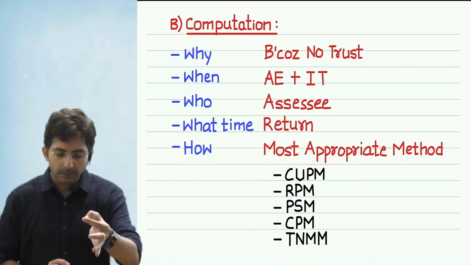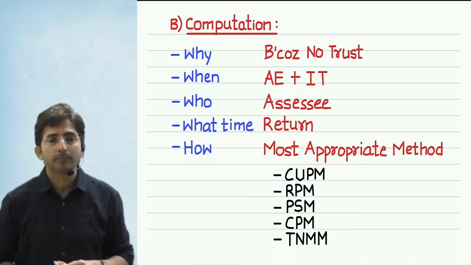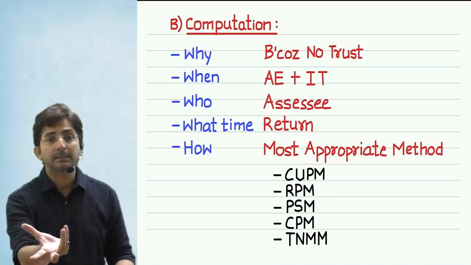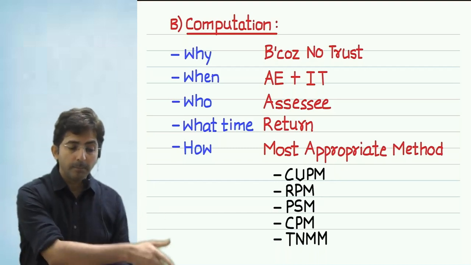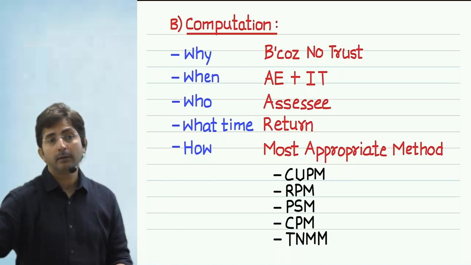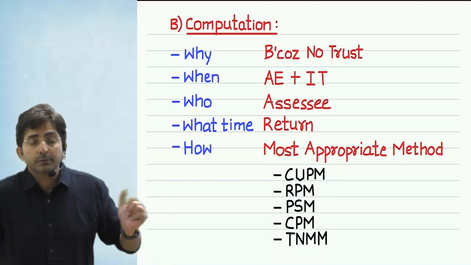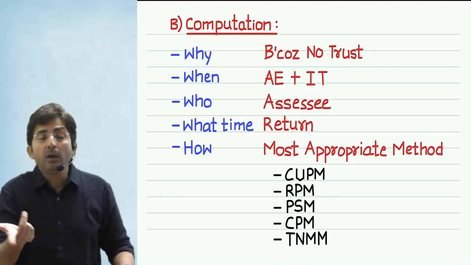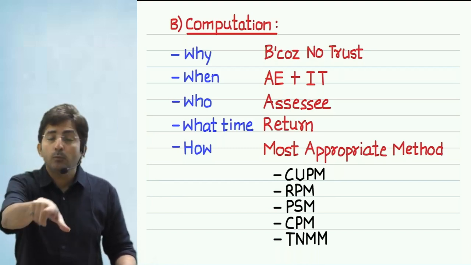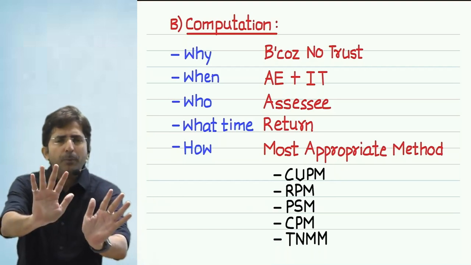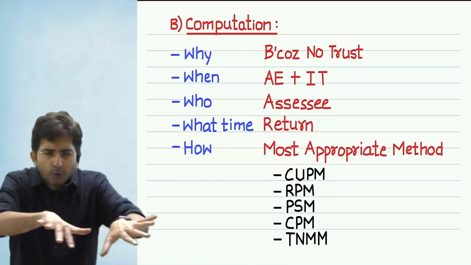From each method, what is the common objective? To compute the arm's length price. And obviously from one method to another, the ALP amount will be different. But then which method to choose? Who will decide? The assessee. And what does law say? You have to select the most appropriate. Appropriate means the best method which suits your business.